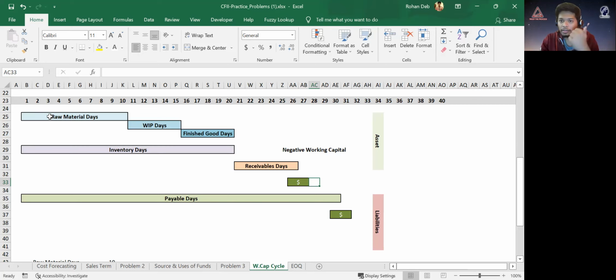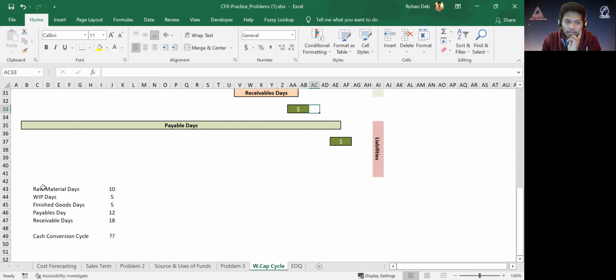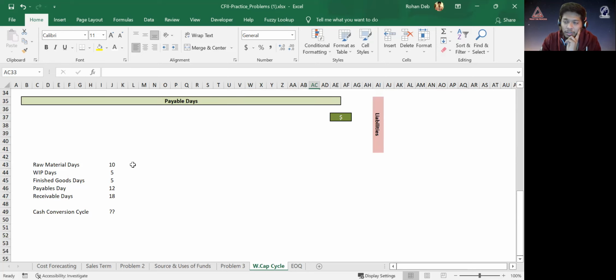Now inventory basically consists of raw material, work in progress, and finished goods. So inventory and receivables form part of your assets. Payables are from liabilities. Now, the question that will come in this may be this. So let me try and solve this. Raw material days 10, work in progress days 5, finished good days 5, payable days 12, and receivable days 18. So try and figure out what would be the cash conversion cycle.